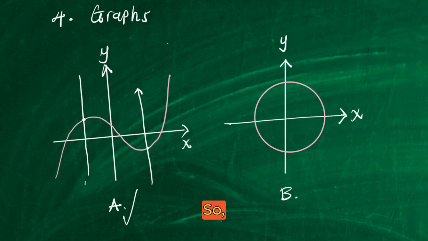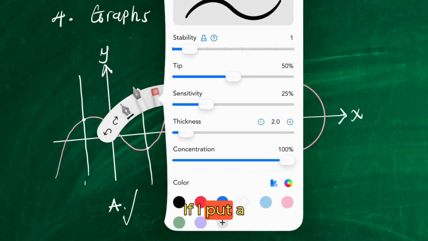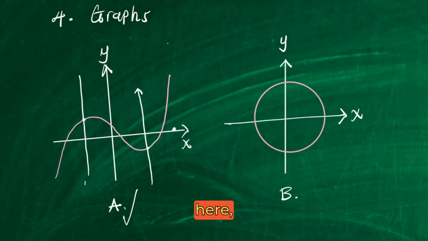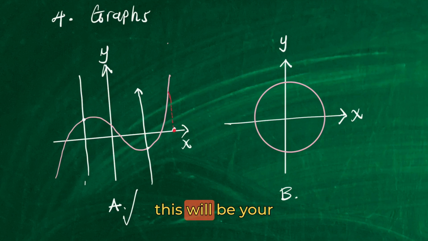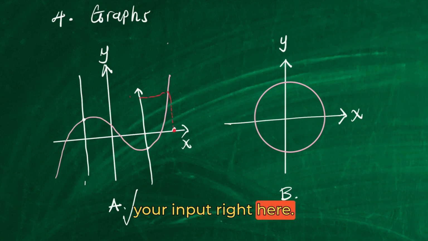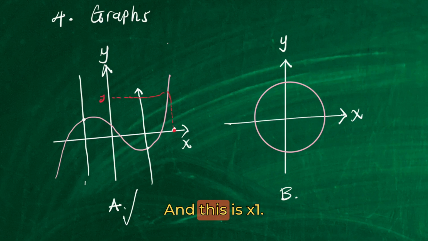What this means is that if I pick a value, for example, right here, let me use a different color. If I pick a value right here, this is a value of x, which is the input. You can see that it meets the graph right here. So this will be your input, and this will be your y1, and this is x1.